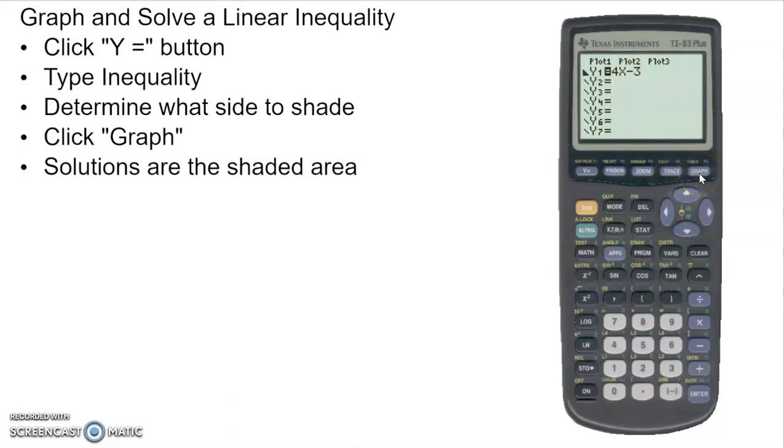So now if I hit graph, you can see there's my line, and everything shaded below this line is a solution. Everything over here would be a solution that matches the inequality y is less than or equal to 4x minus 3. If you were to draw this with pencil and paper, this would be a solid line, and everything shaded underneath would be that solution. So that is how you can graph a linear inequality.